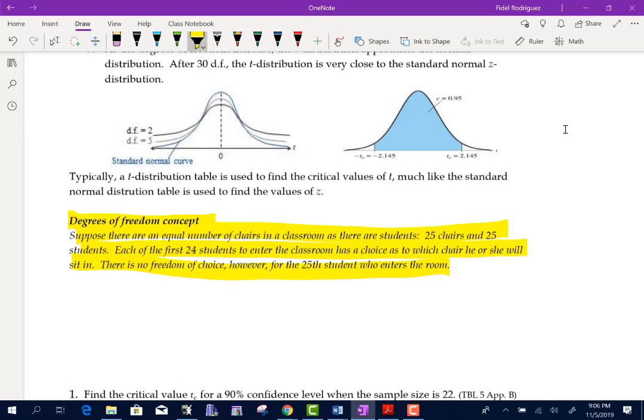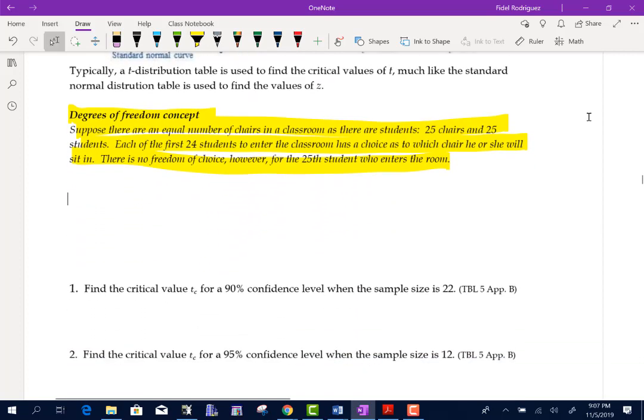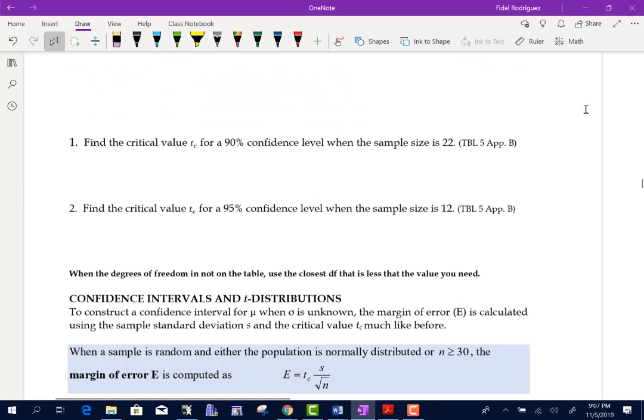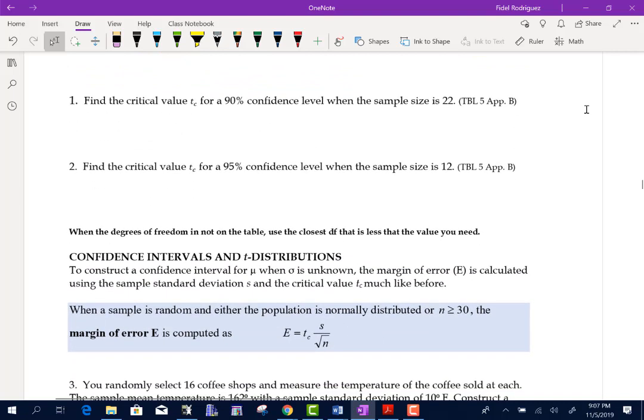And then suppose Rafael came in second. Now, Rafael only has, how many seats can he choose from? 24, right? But guys, suppose Isaac is the last person to walk in the room and there's 25 seats and there's 25 of y'all, does Isaac really get an opportunity to choose where he sits? No, because it's the only seat that's left. Isaac, I'm sorry, that's where you got to sit, right? That's sort of the idea of the degrees of freedom, okay? So I'm going to show you how to do the first couple of problems. We're going to do them a couple of ways.